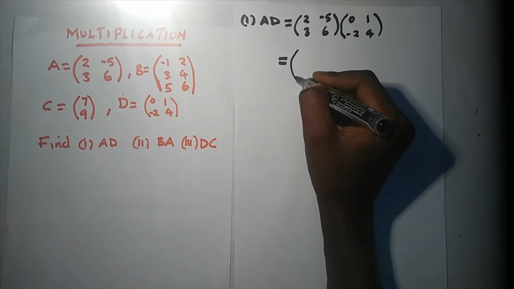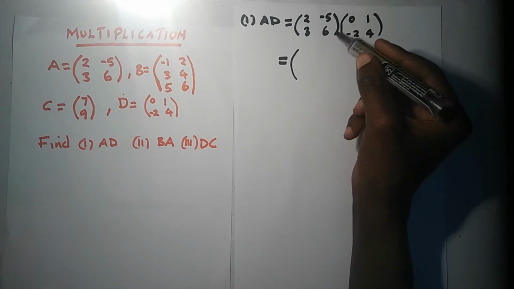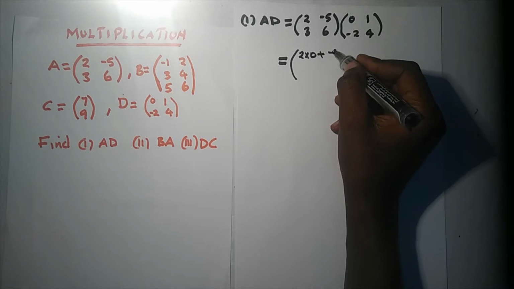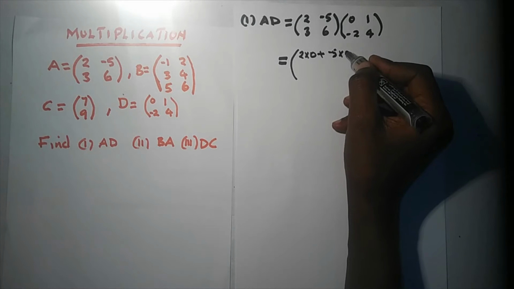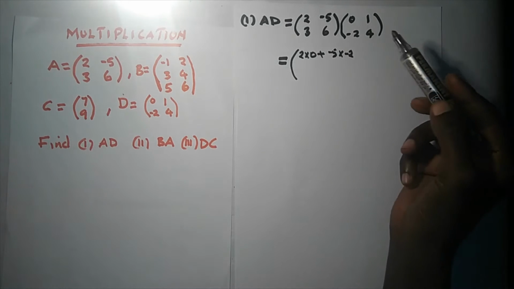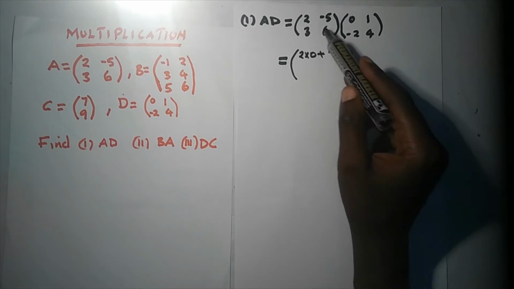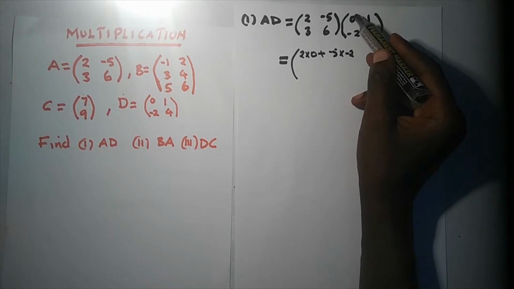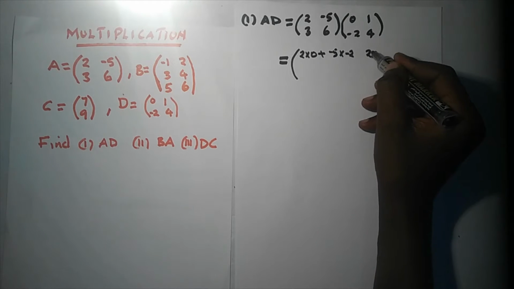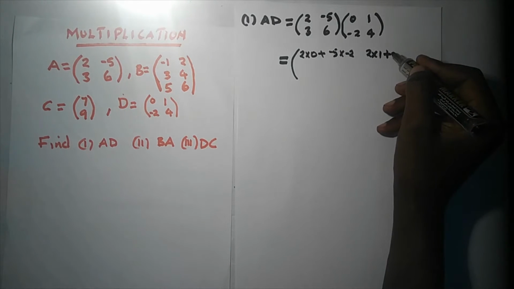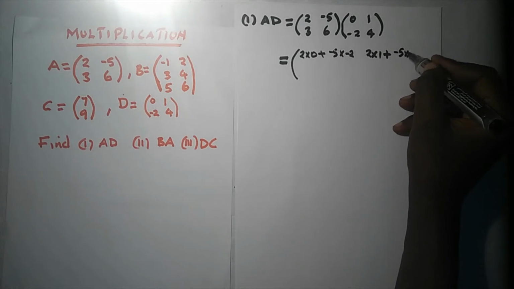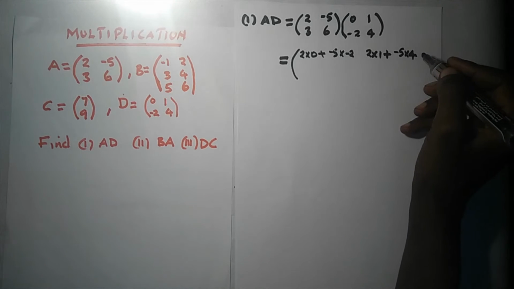So here we are going to multiply 2 times 0 plus -5 times -2. So we multiply like this, row by column. And then when we are done with this column, we can come to this column now. 2 times 1 plus, so you always put a plus, -5 times 4.